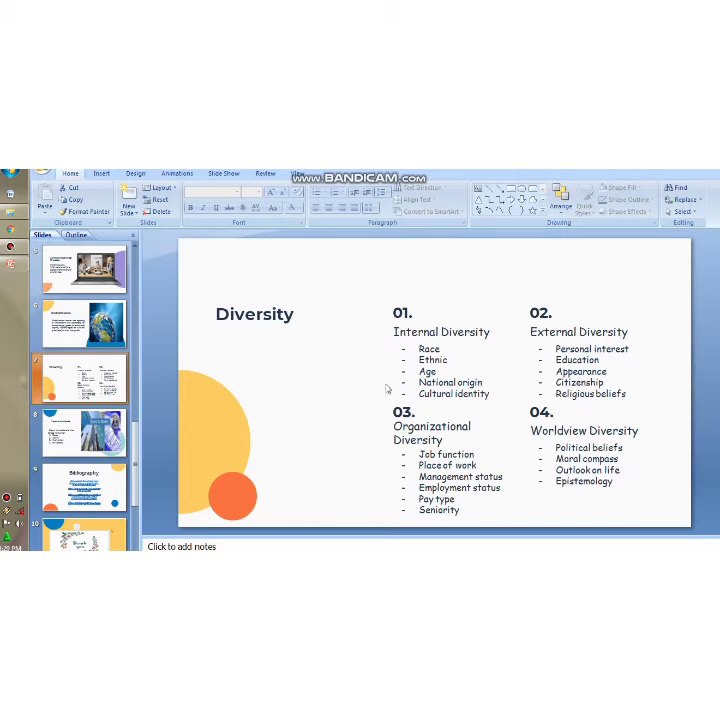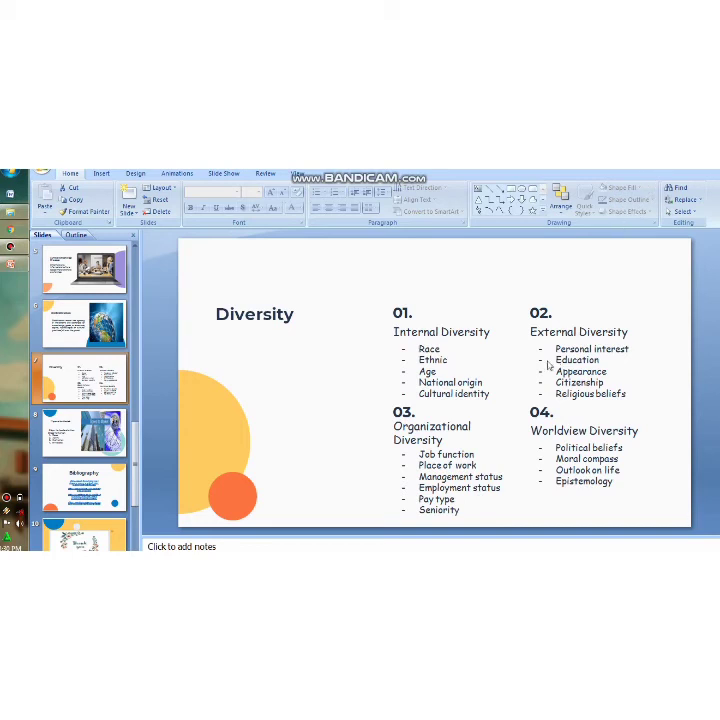And the third is organizational diversity. Organizational diversity in the workplace refers to the total makeup of the employee workforce and the amount of diversity included. Organizational diversity refers to differences in various defining personal traits such as job function, place of work, management status, employment status, pay type, and seniority.